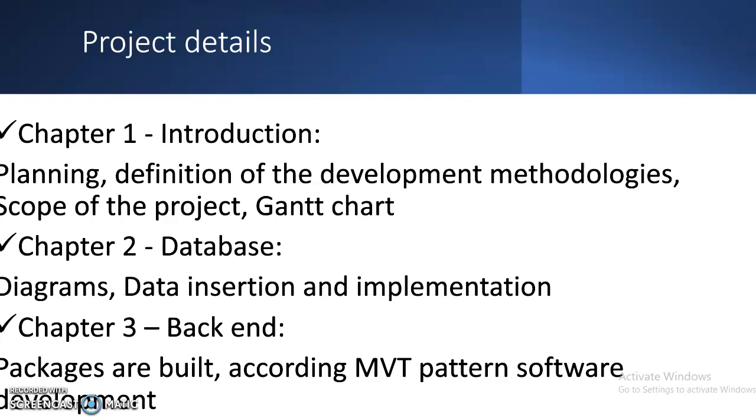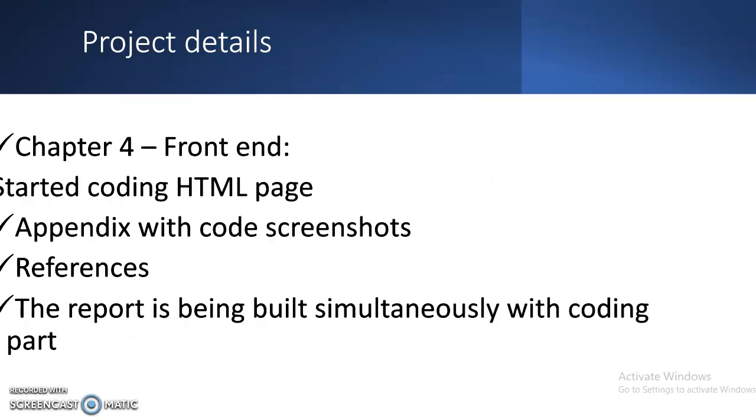Chapter 2 is the database. I have done the diagrams, the data insertion, and the implementation, all through Django. In chapter 3, I built the packages according to the MVT pattern: Model, View, and Templates. And chapter 4 is the front end. I started coding my HTML page, and I also included the CSS.